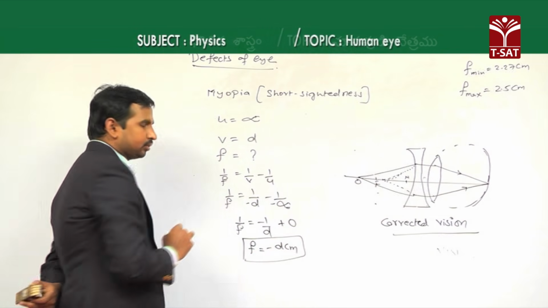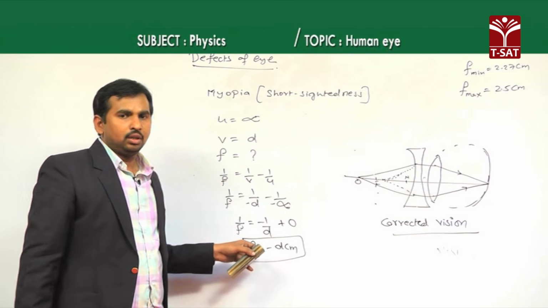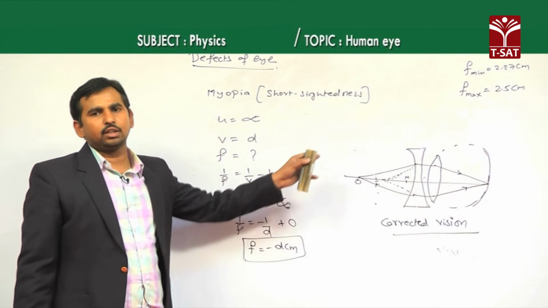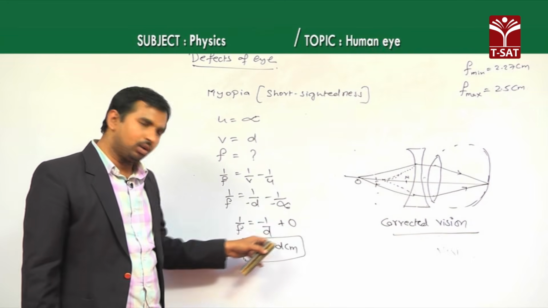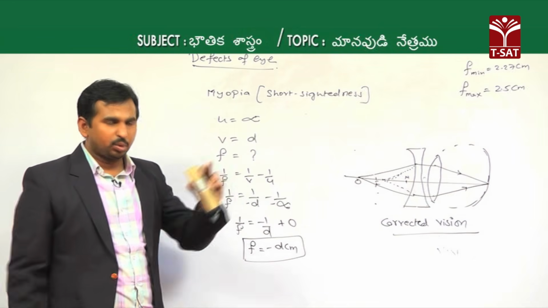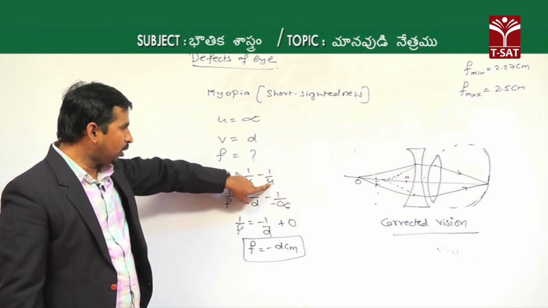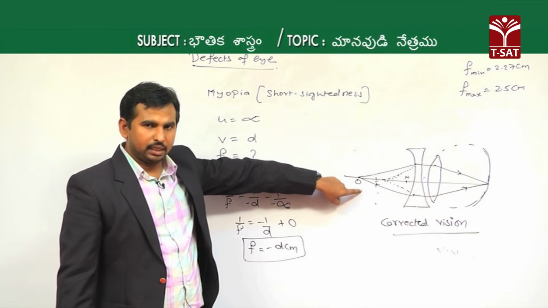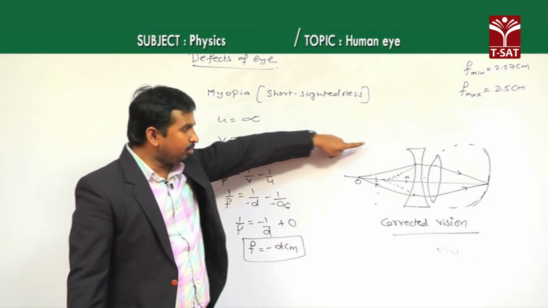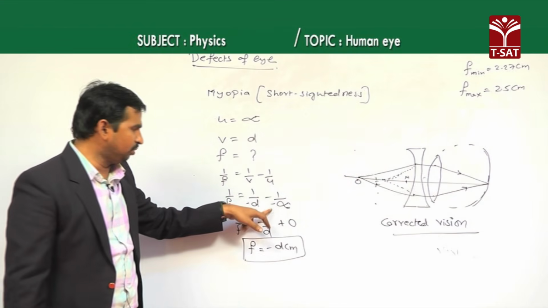This is the focal length. So, the suggested focal length for correcting the defect of myopia is f is equal to minus d centimeters. Remember here the sign convention is important. Here I am taking the object to the left side of the lens, which means the light rays come opposite to the object distance here. So, that is why I am taking minus.